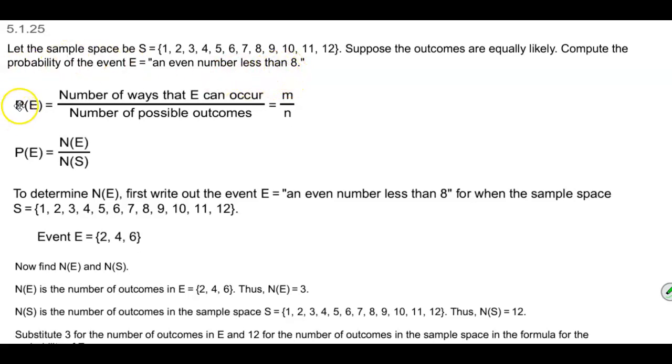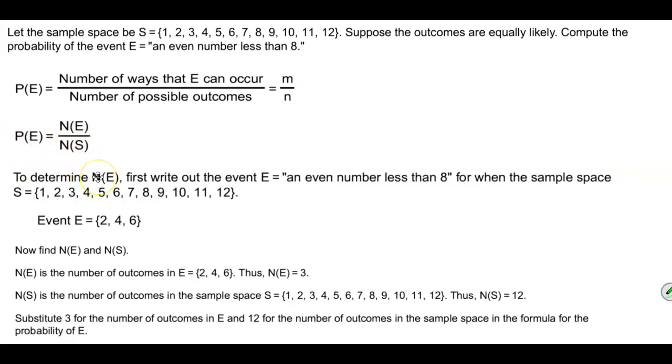So again, the formula for the probability of an event is the number of ways that E can occur over the number of possible outcomes. Sometimes they just call this M over N. Another way of writing this formula is the probability of event E, which is the probability of an even number less than 8, is equal to the number of ways that an even number is less than 8 divided by the number of all the numbers in the sample space.